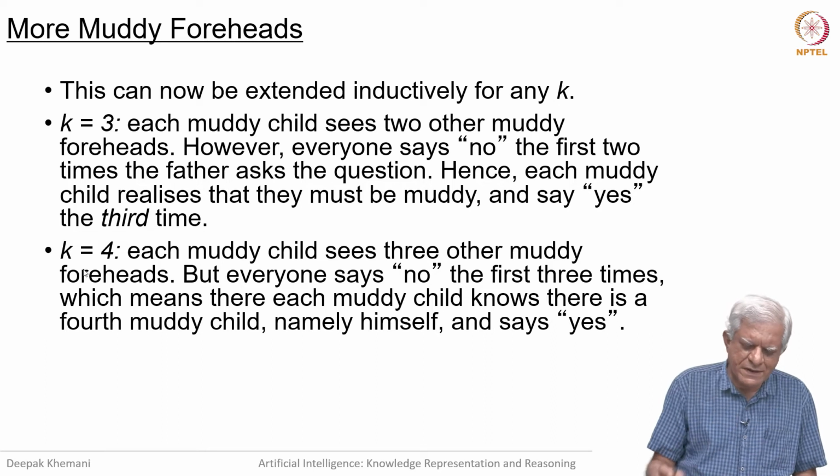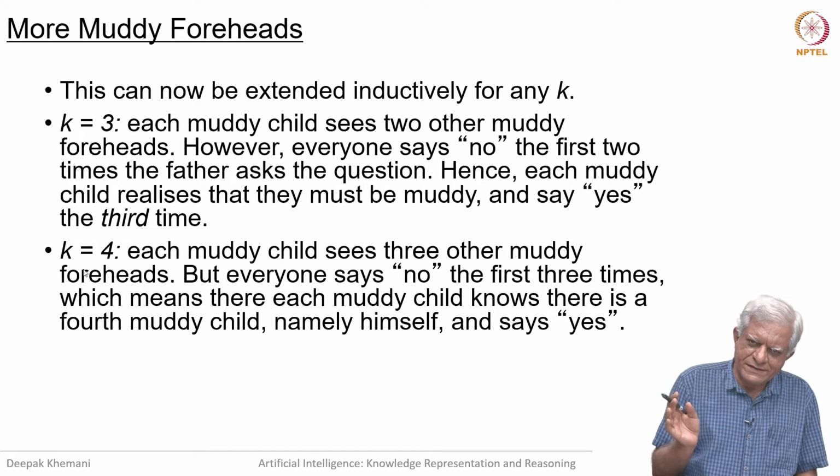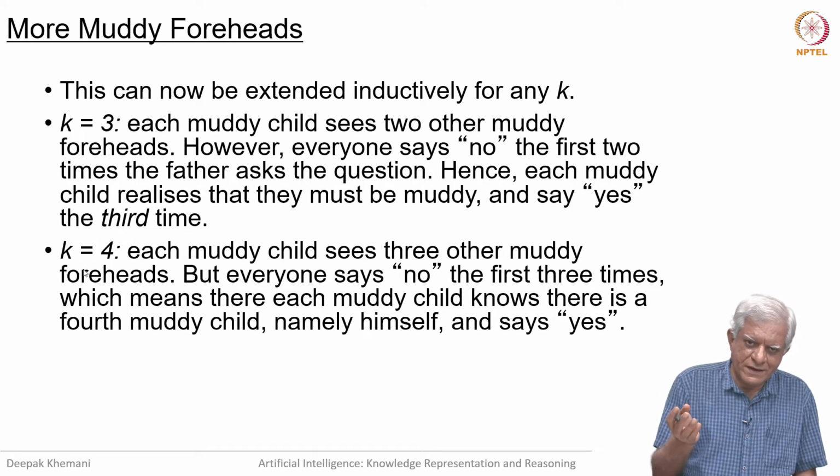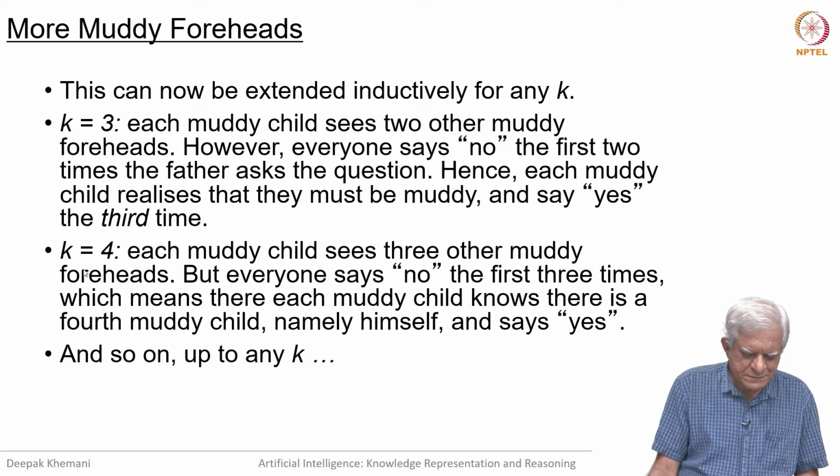The same argument applies to 4. The first 3 times nobody says yes, but if you are looking at 3 muddy foreheads, you expected those 3 kids to say yes, and since they did not, you know that you are the 4th, and the next time you would say yes. So, it will go on up to any k.